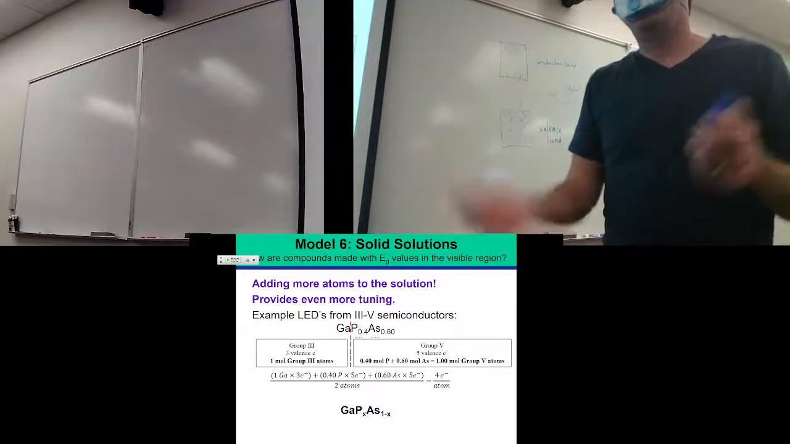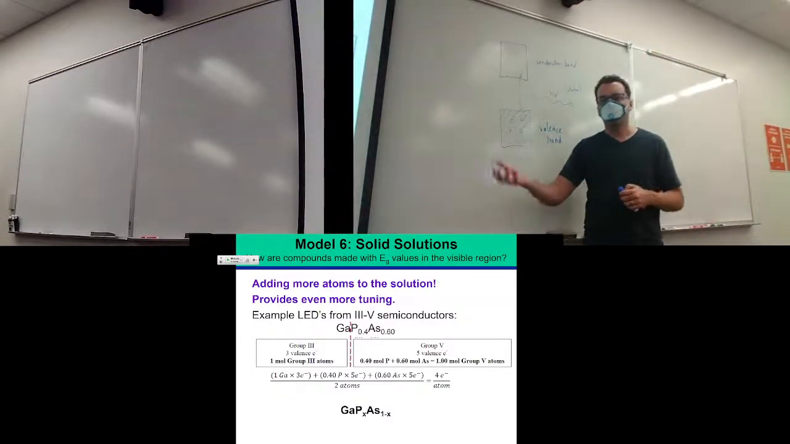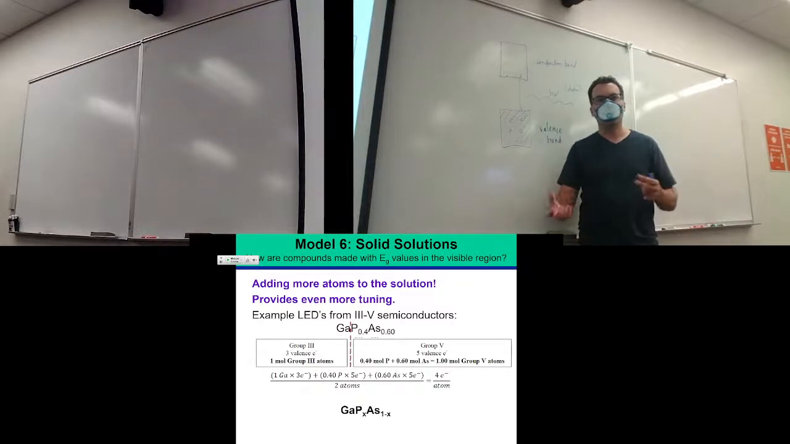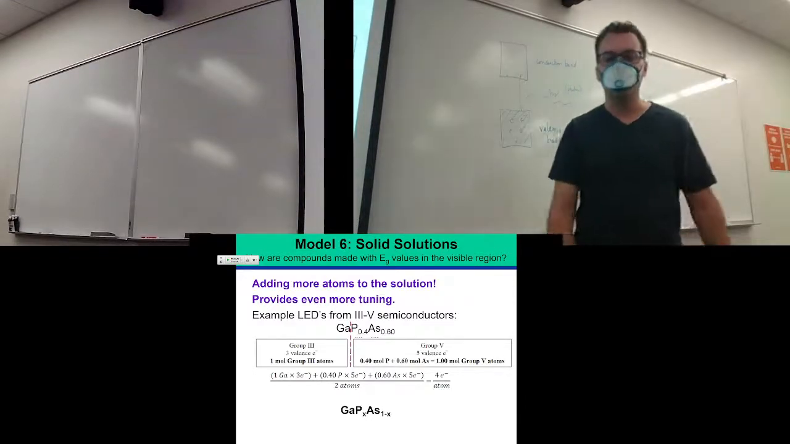And this is how we make the LEDs. This is how LCD screens are made. They come up with a semiconductor that makes the perfect colors for your computer screen that'll mix red, blue, and green. That'll mix together to make the colors you see in your monitor.